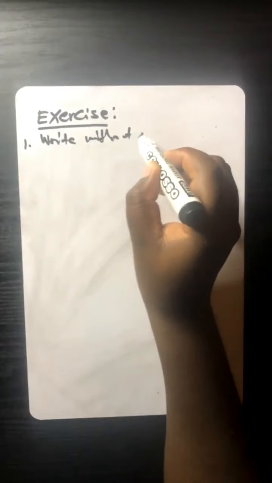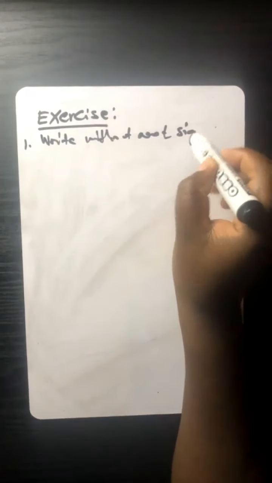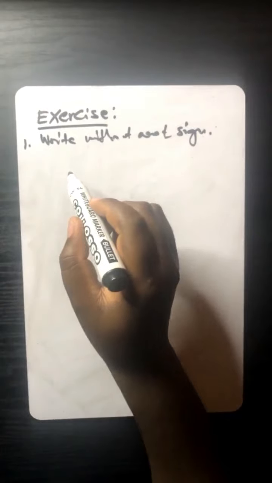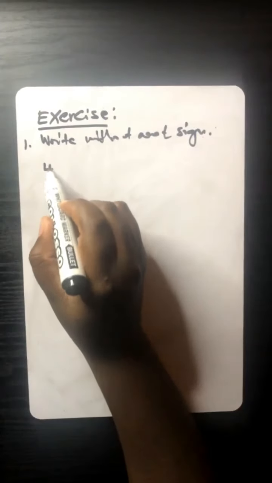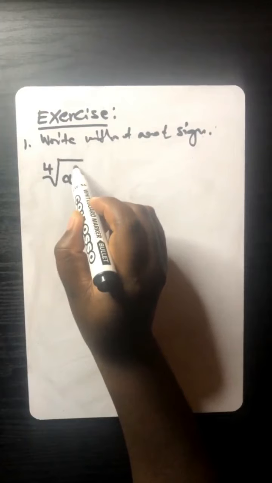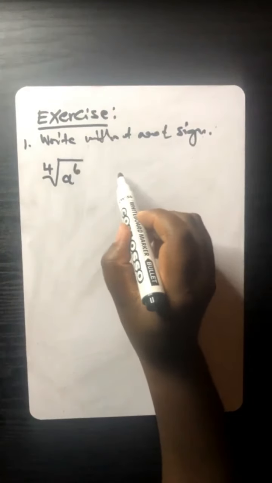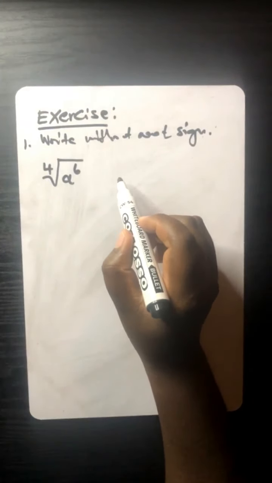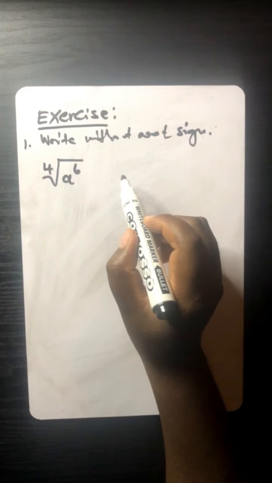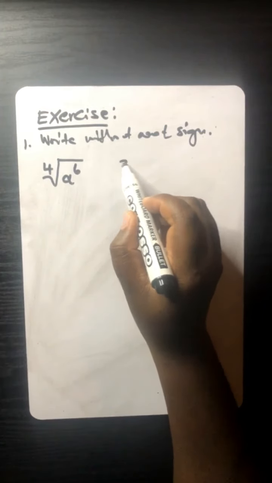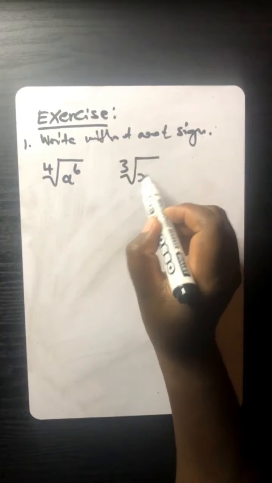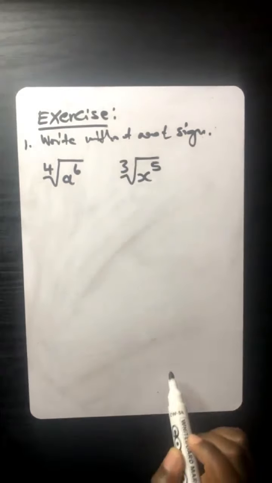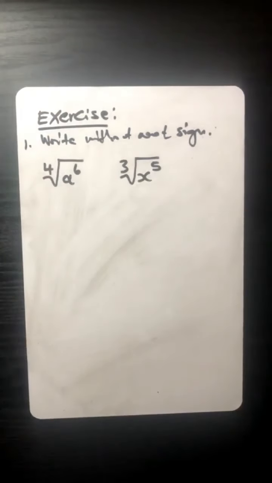The question says, write the following without root sign. So we write without root sign, which means it's a problem which is given in the form of a root sign. So we've got the 4th root of a to the exponent 6. And the second one, let's say we've got the cube root of x to the exponent 5. So I want to write this without a root sign.